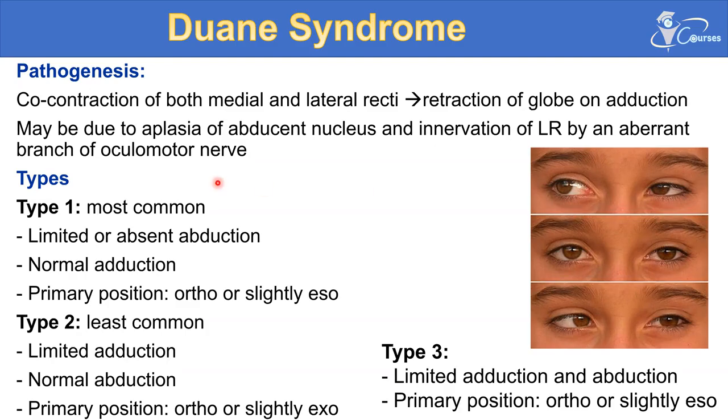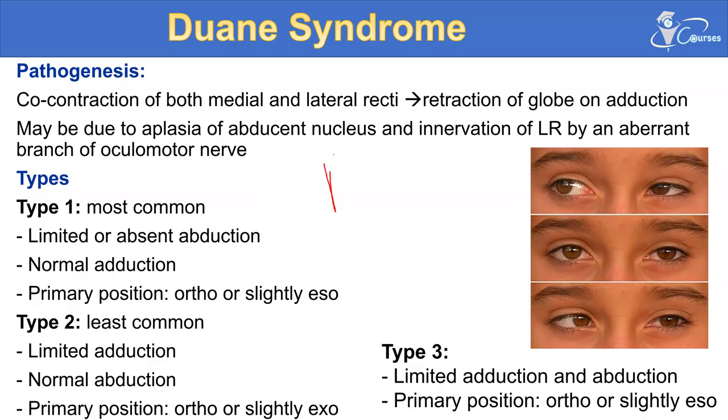So what are the different types of Duane syndrome? There is type 1, type 2, and type 3. Type 1 is the most common, in which there is normal adduction, with the globe in primary position normal or slightly esotropic, and there is limitation of abduction like this patient. In type 2, there is limitation of adduction with normal abduction, and the primary position is ortho or slightly exotropic. While in type 3, there is limitation of both adduction and abduction, with the primary position ortho or slightly esotropic.